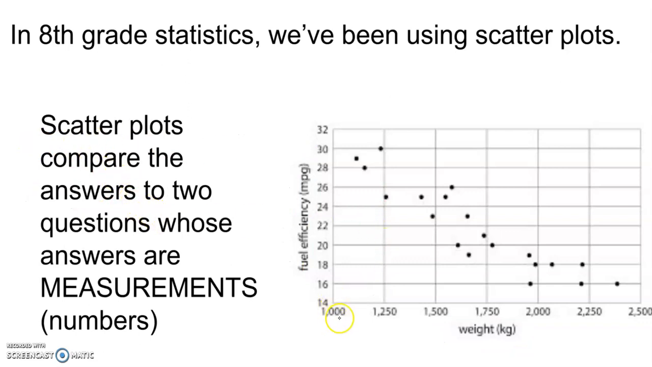So with scatter plots, you'll notice we use measurements or numbers all the time here. Whatever we put on the x-axis, it's always numbers. Whatever we put on the y-axis, always numbers. I think I said those backwards. It's always things we measure. The statistical question's answer is a number and another number.